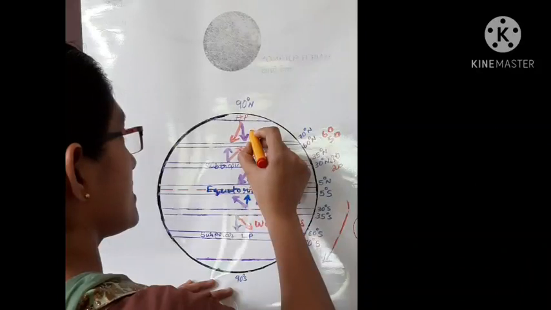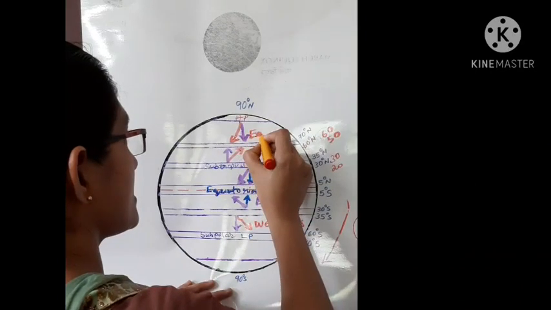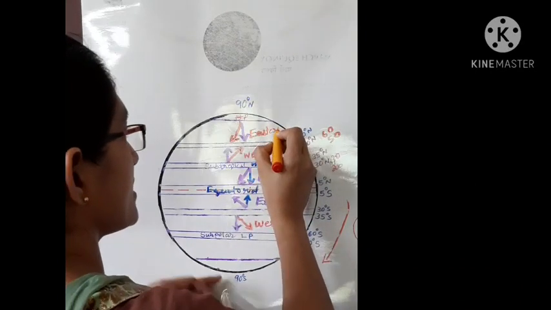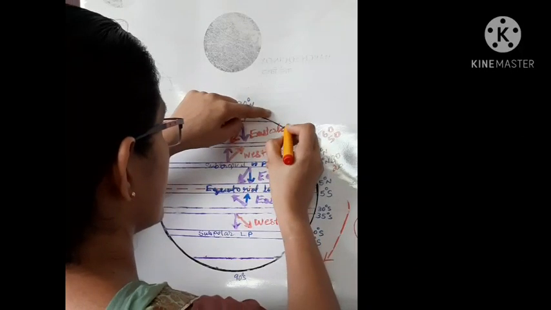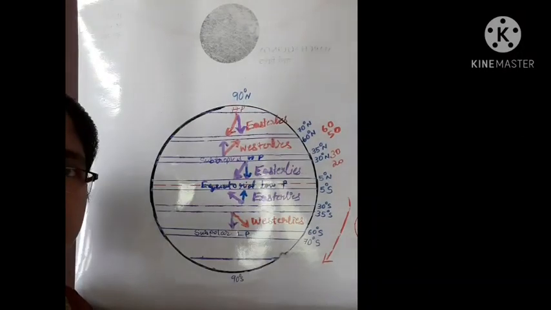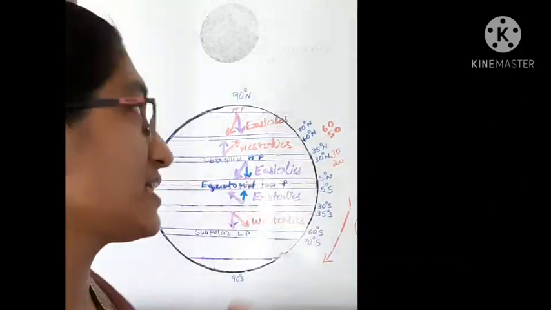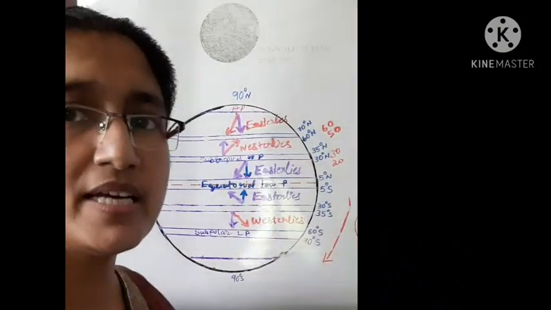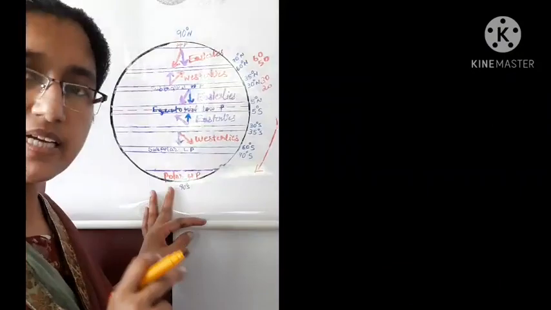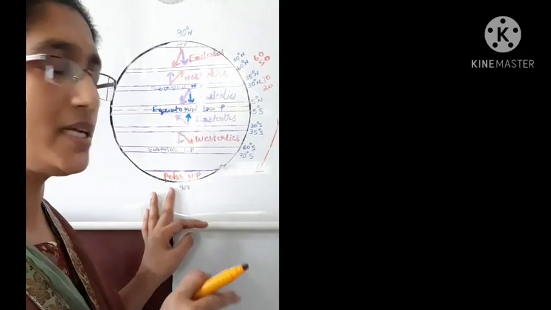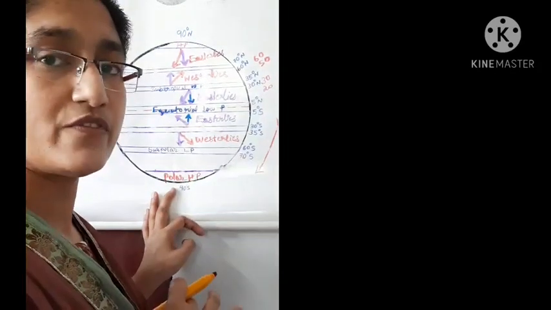Okay, so these winds are also named as easterlies. Here these winds are also named as easterlies, so they are polar easterlies. In the southern hemisphere also we can find the existence of the same wind belt.